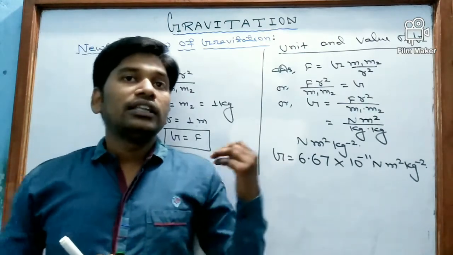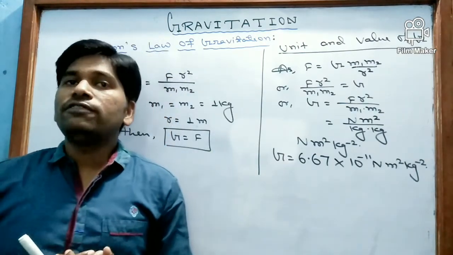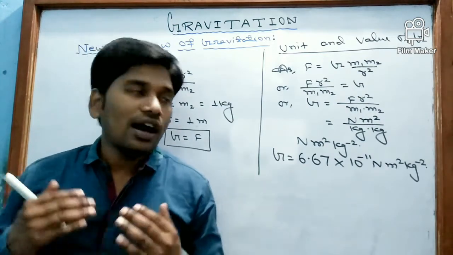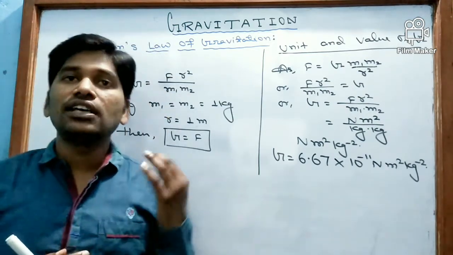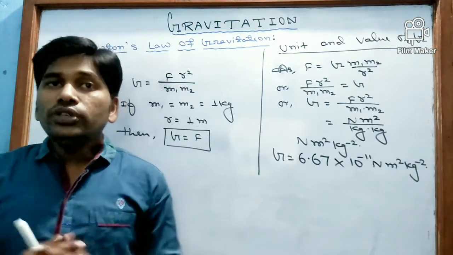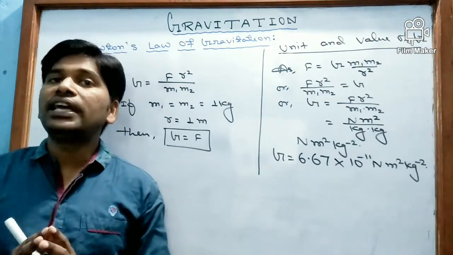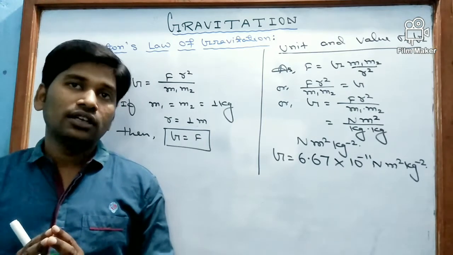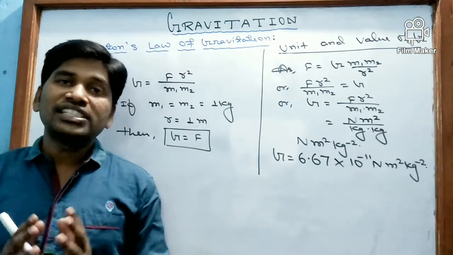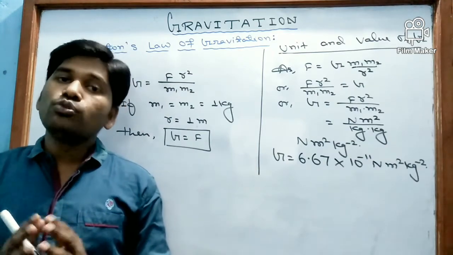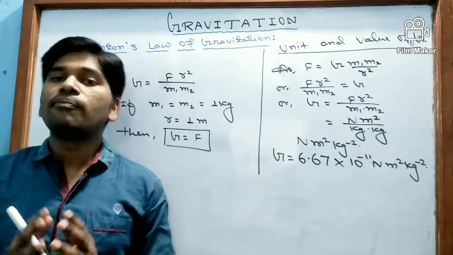But there is importance of the law of gravitation. Let us see what the importance of this law is. Newton used this law to explain the motion of planets around the sun, the motion of the satellites around the planets, and the motion of freely falling bodies.